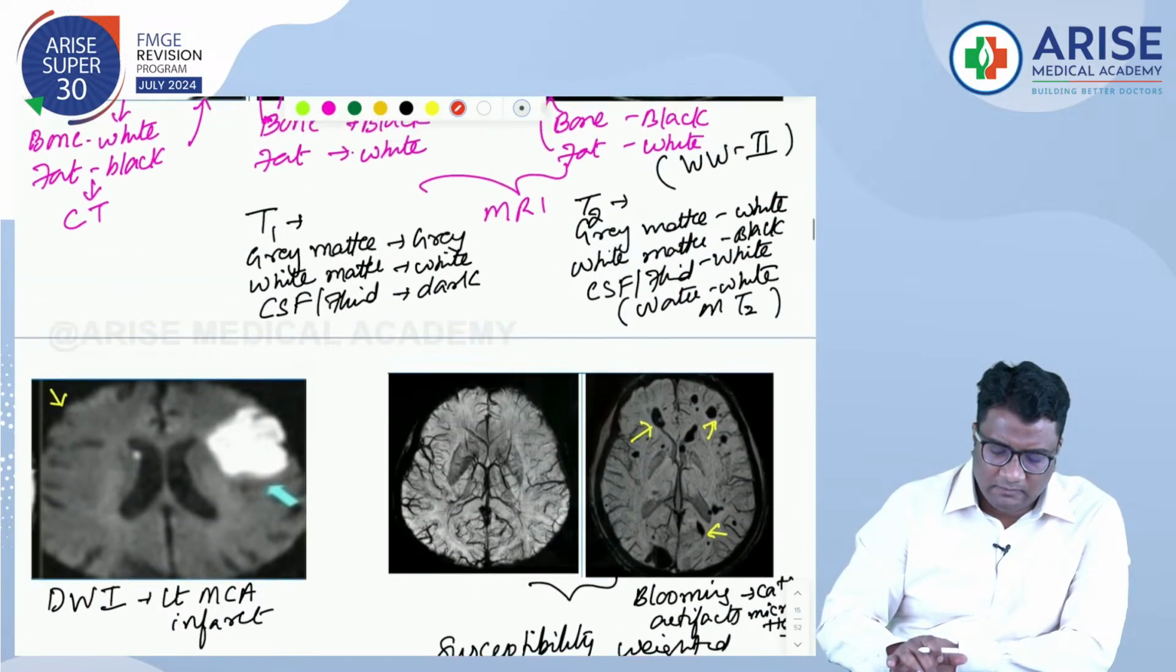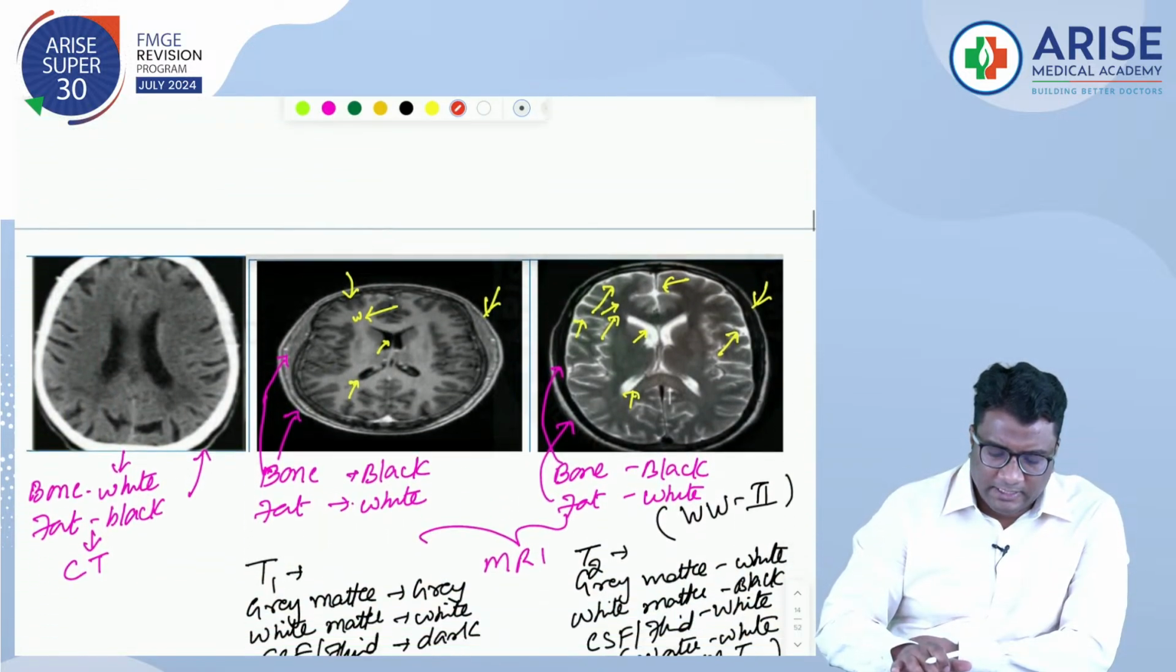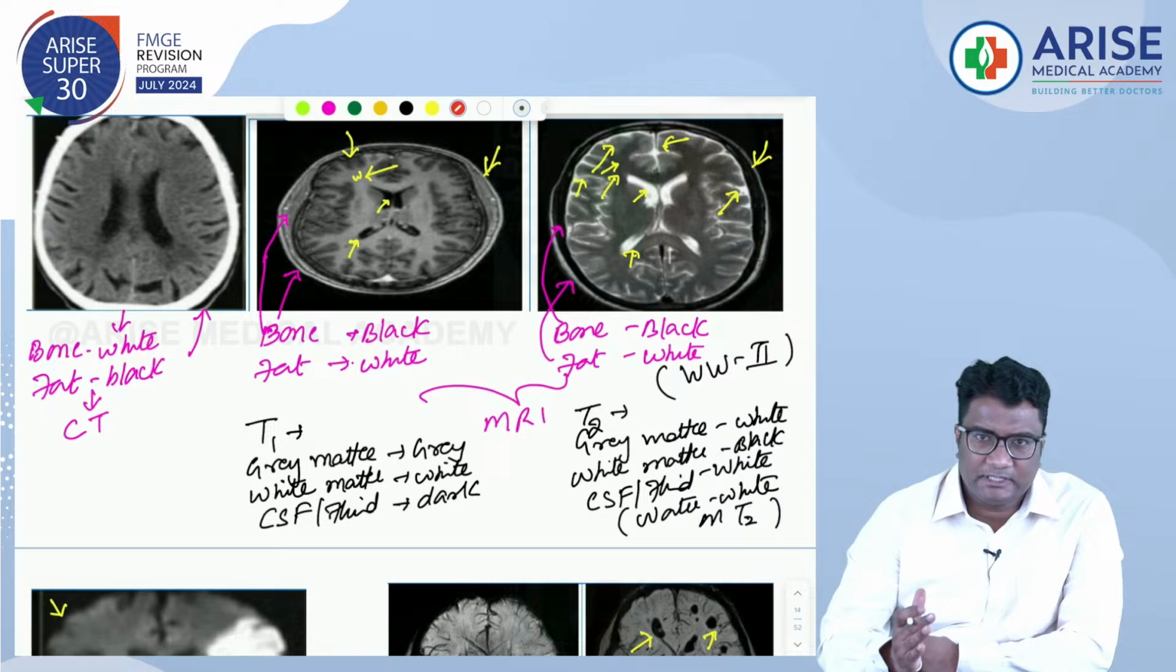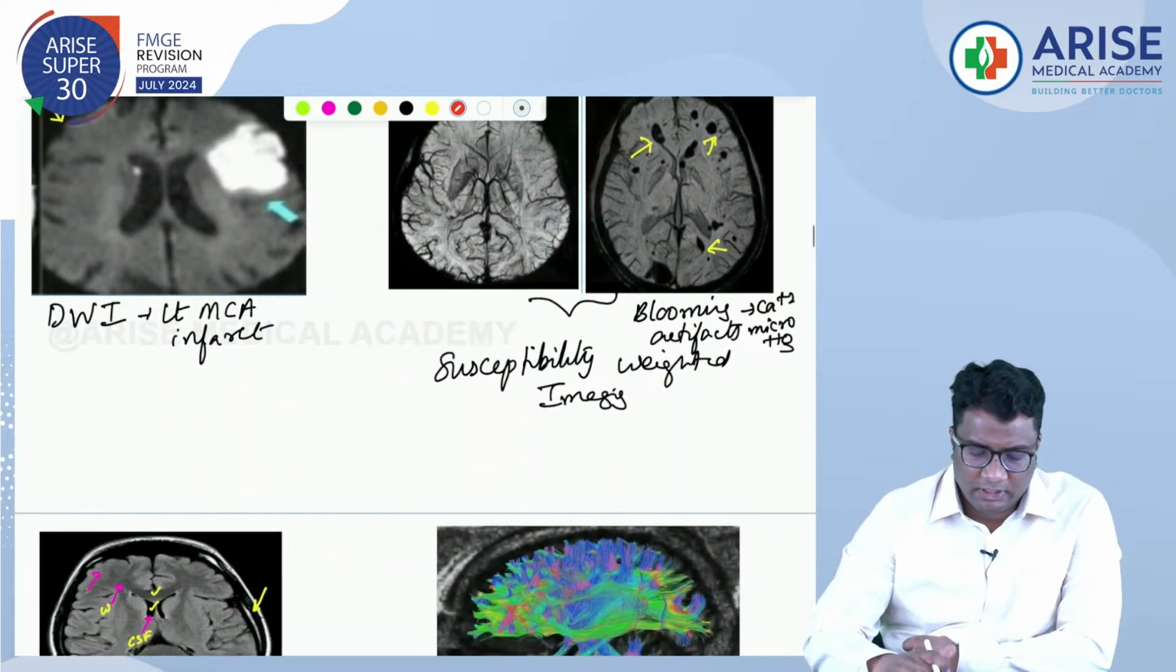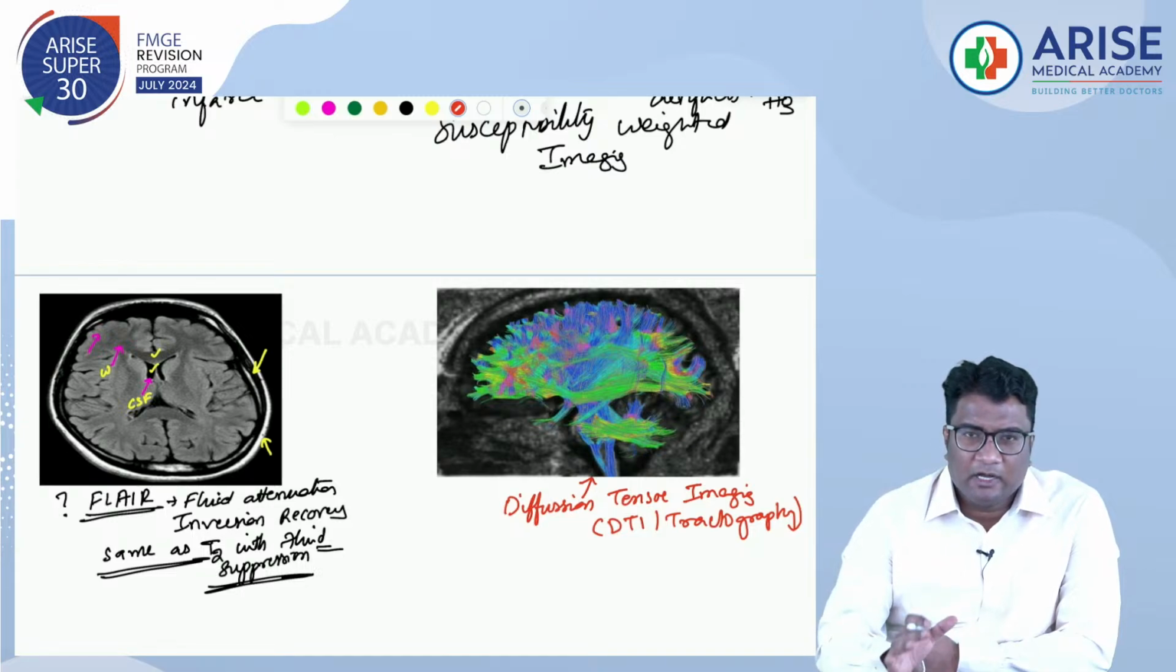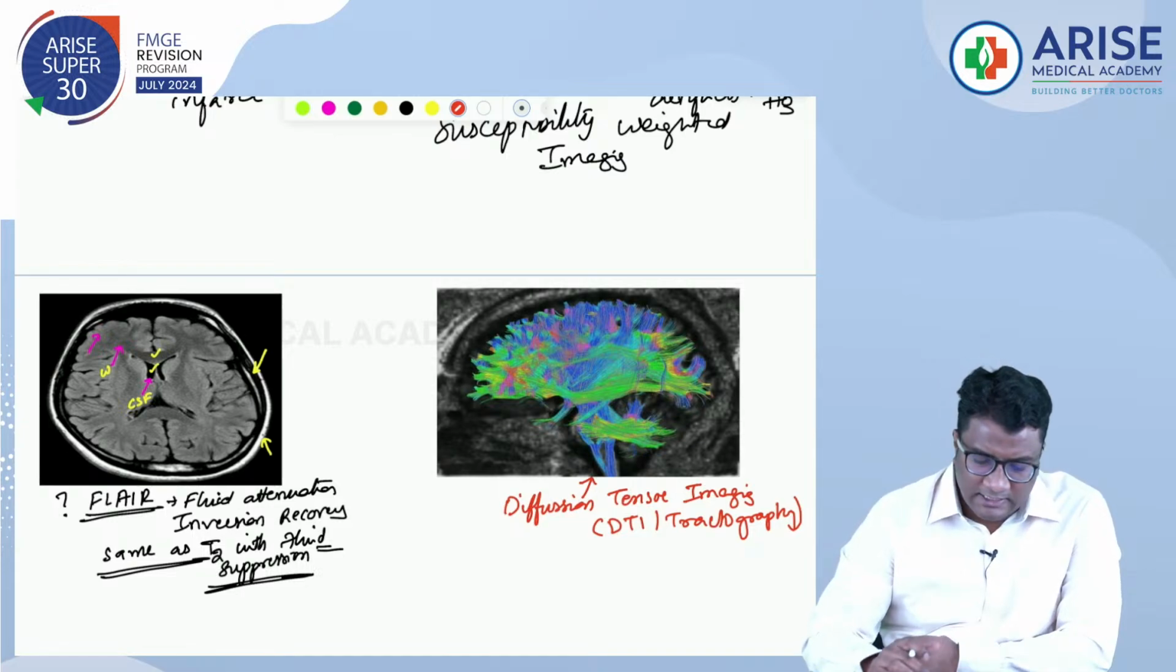So just identify the sequences properly, right? I hope you can get this correct on exam. Which is CT, which is T1, which is T2, which is diffusion weighted imaging, which is susceptibility weighted imaging, how to identify FLAIR and how to identify diffusion tensor imaging.